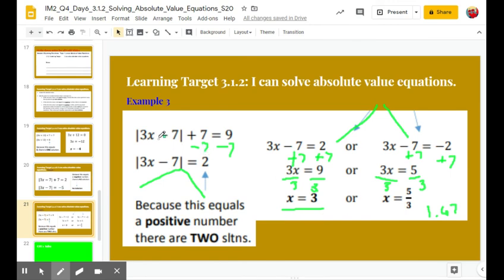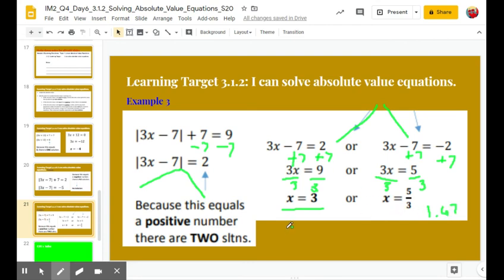You can check them. If you go to check them, you substitute the number back in for x and make sure it's true. So if we substitute 3 in for x, I get 9 minus 7. Absolute value of 2 is 2. 2 plus 7 is 9. Check. Ooh, let's do the 5/3.